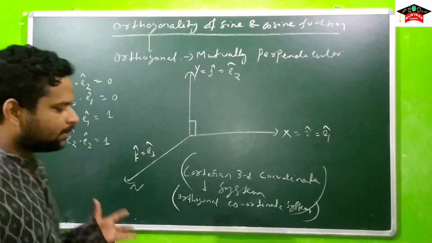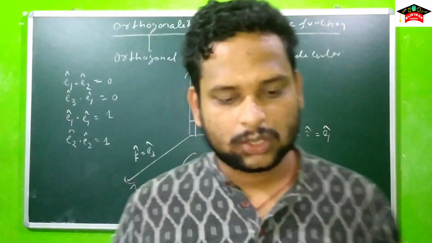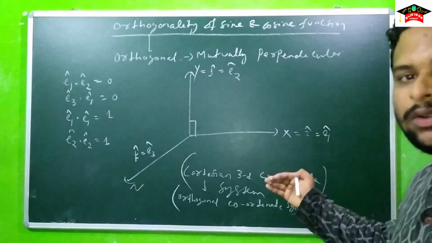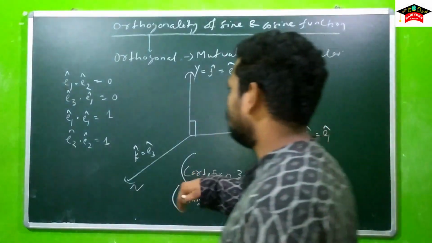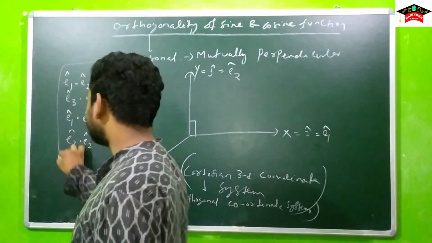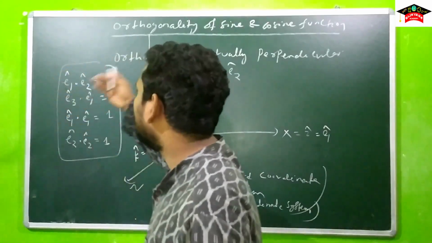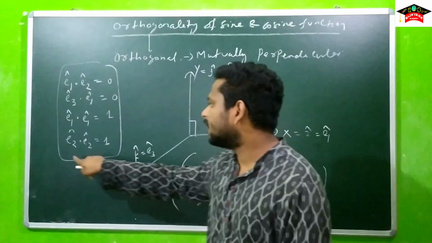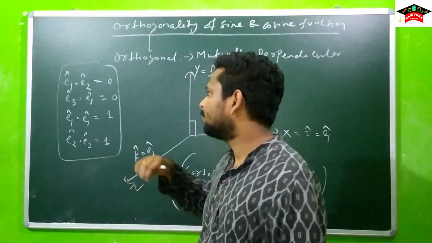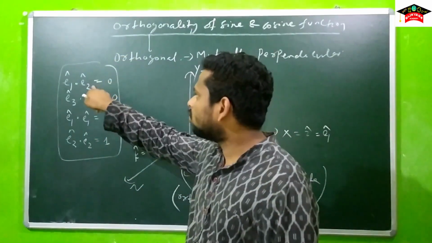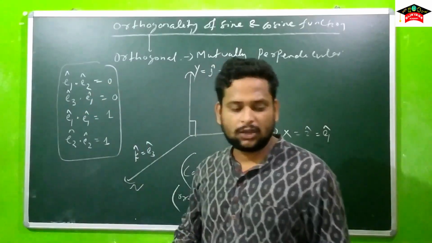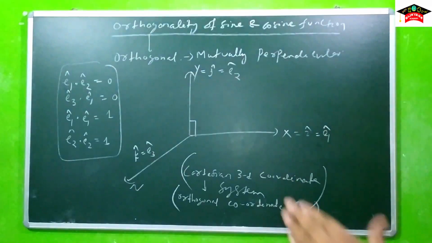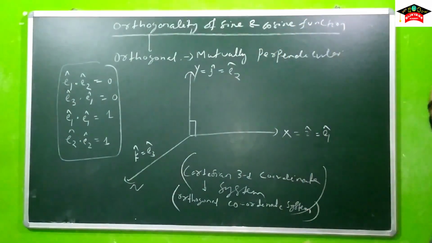So the simple observation is that to prove that a Cartesian coordinate system is orthogonal or not, these conditions should be satisfied. These are not the only four conditions; there are many more. For example, I have not written E3 dot E3 equal to 1, or E2 dot E3 equal to 0. So there will be different combinations of E1, E2, E3. I have not written them all because that would be a lengthy process.